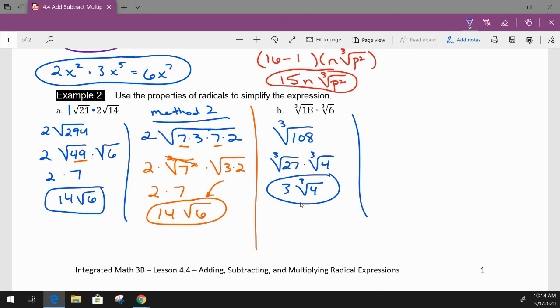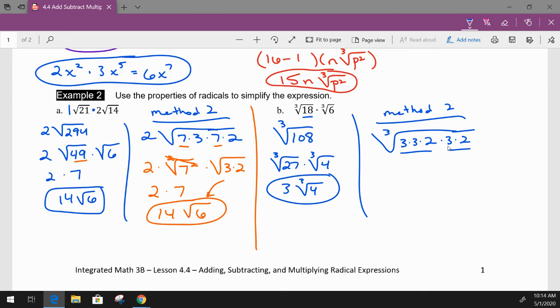Again, using that second method, method 2, rather than multiplying the 18 and the 6 together and getting 108, I'm going to factor 18 into its prime factors. So 18 is 9 times 2, and 9 can be factored into 3 times 3. So the prime factorization of 18 is 3 times 3 times 2. The prime factorization of 6 is 3 times 2.